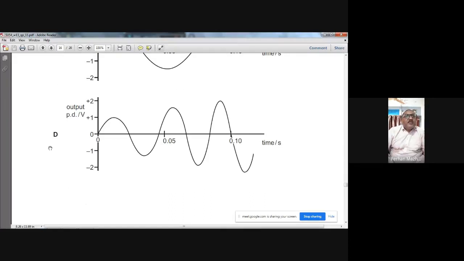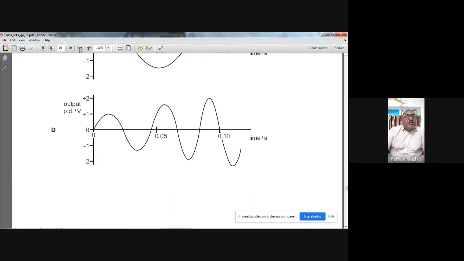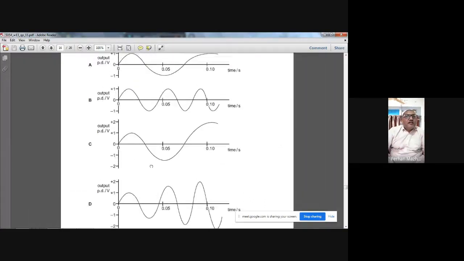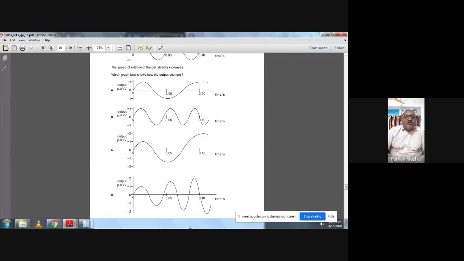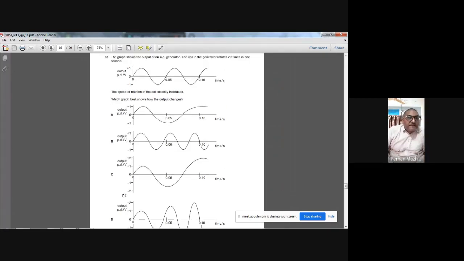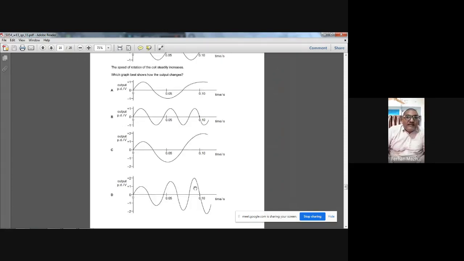Oh, look at the D choice. I can show you all the options together. Now I think on the screen you can see all the options. Now you can clearly see that the D option looks the best option, because here you see the amplitude has gradually increased and the time period has become less than 0.05. So D is the option.